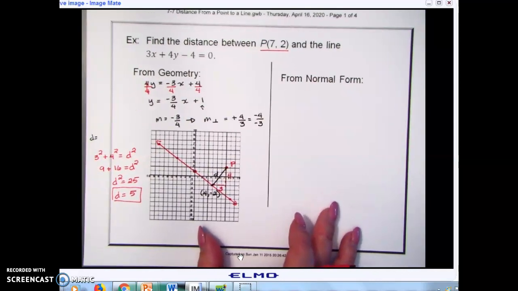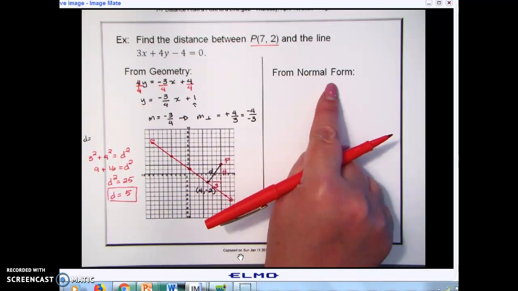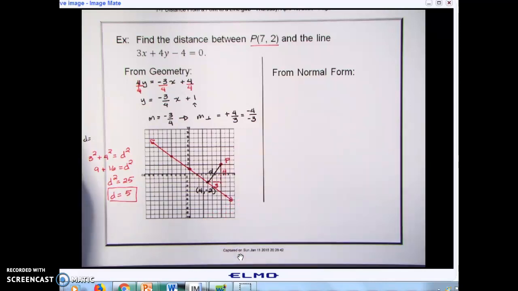Now, if we do the same exact problem, but we use the normal form, we're going to notice that we get exactly the same answer.